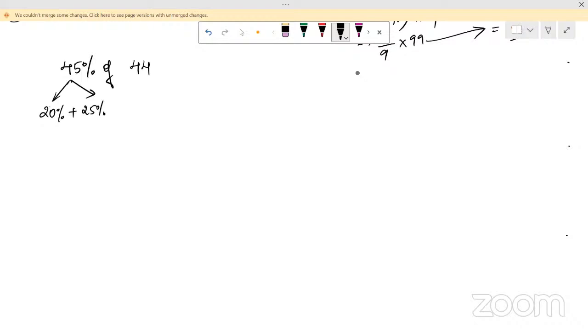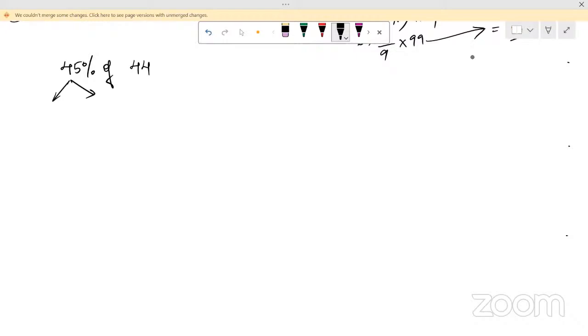Let me make the question simpler. You can do this way also, but you can make the question more simpler. I'll tell you how. Sir, how would we do 9 into 1/20 into 44? Easier than that? Okay, I'll tell you.